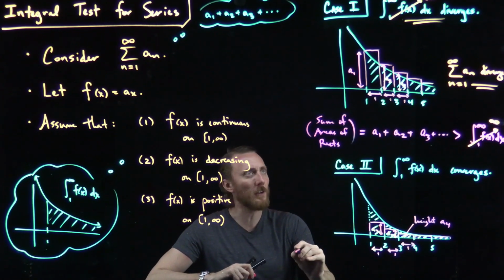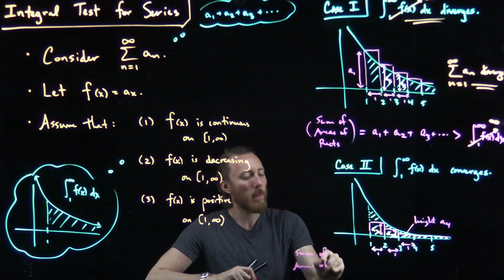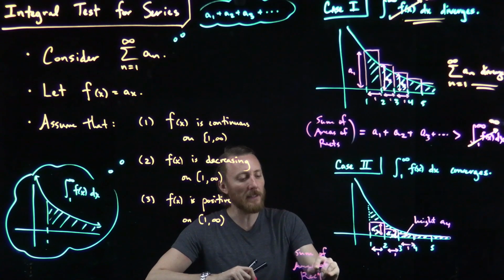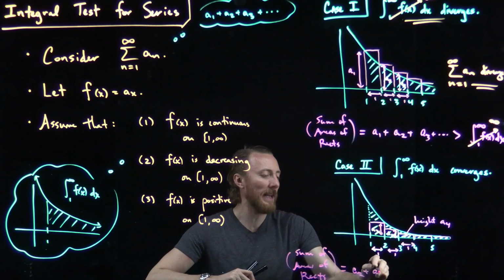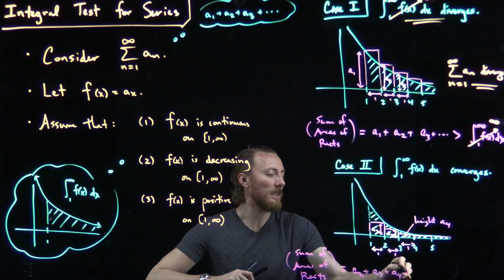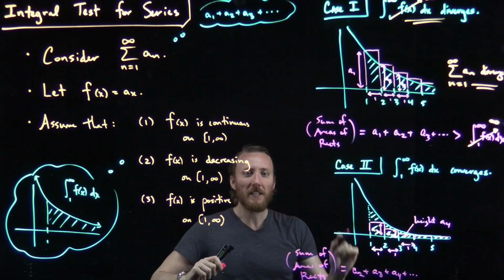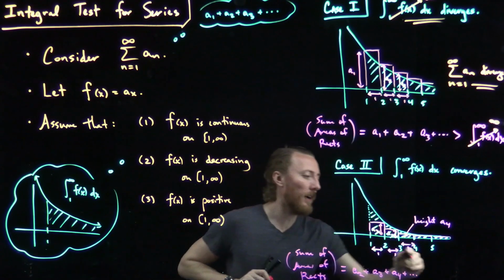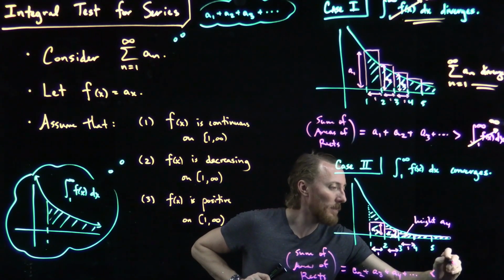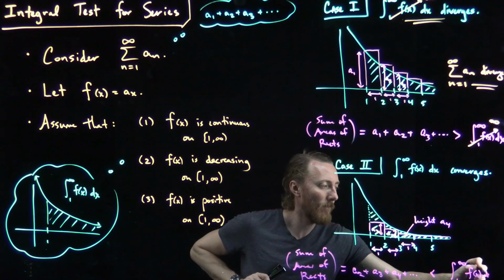So piece it all together. What's the sum of the areas of the rectangles in this case? Well, we're getting a sub 2 plus a sub 3 plus a sub 4, and so on. And that sum, these rectangles are taking up less area than the area under the function. So this is going to be less than the area under the function's graph.